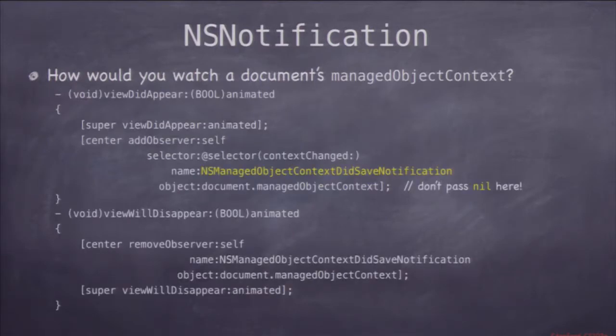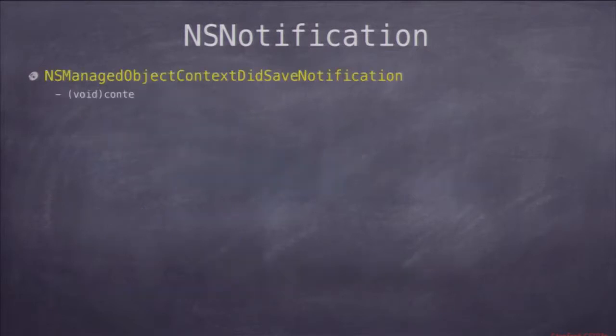And so here's an example of having a controller, when it comes on screen, start listening to the managed object context of a different document. Not the document it has open, but some other instance of a UI managed document. And it's looking for the radio station NSManagedObjectContextDidSaveNotification. So whenever that other document autosaves, it's going to get an NSNotification saying, oh, it changed. All right? And I'm going to call this method contextChanged or whatever.